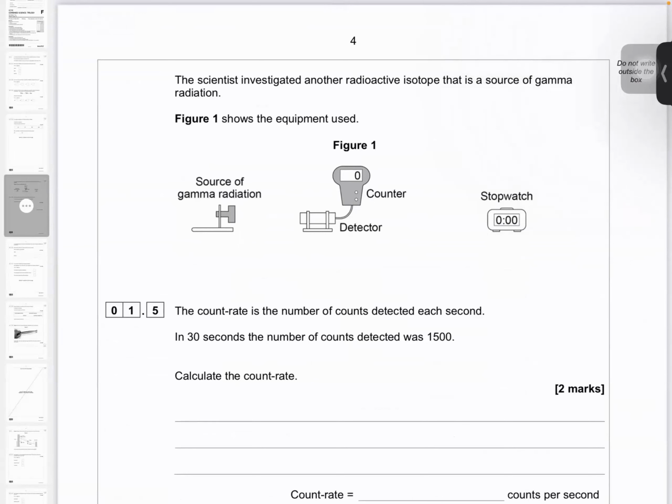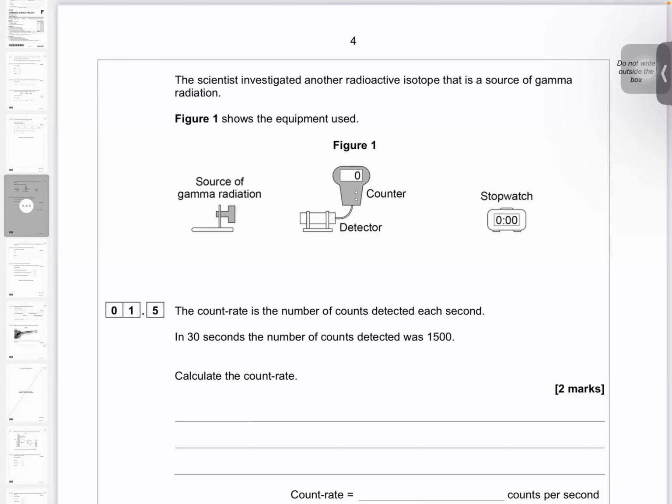Okay, this one says the scientist investigated another radioactive isotope that is a source of gamma radiation. Okay, so what does it say? The count rate is the number of counts detected each second. In 30 seconds, the number of counts detected was 1,500. It says calculate the count rate.